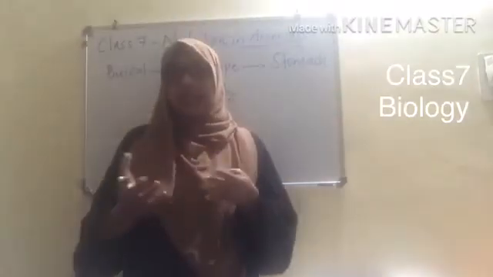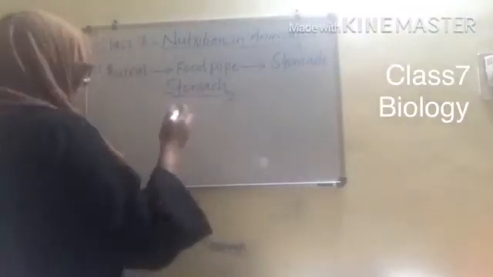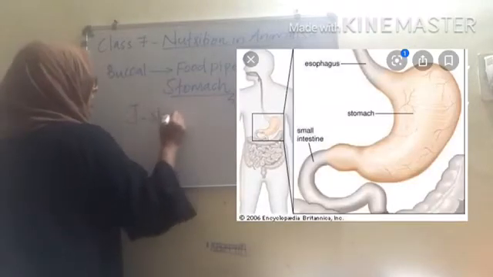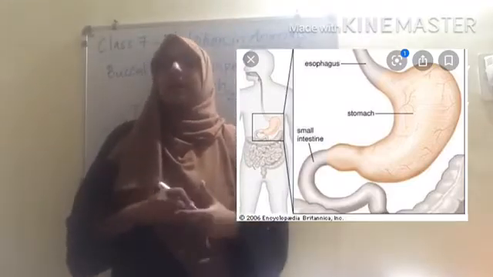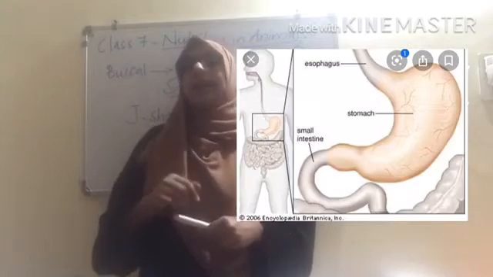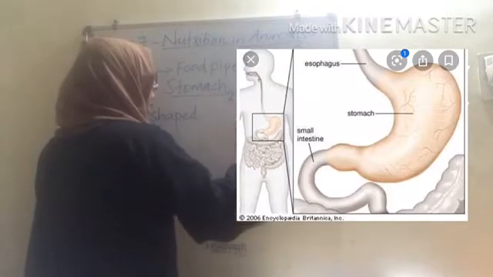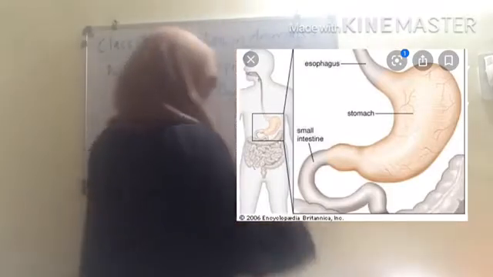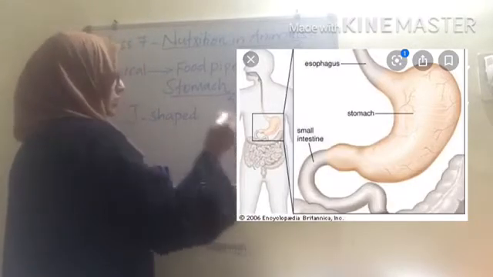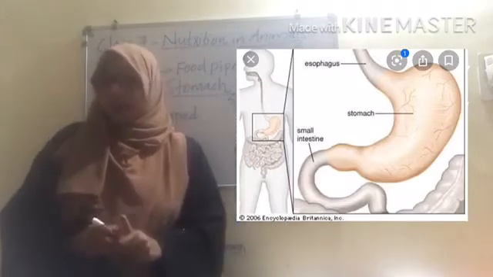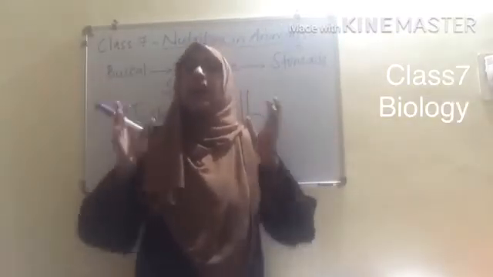Before going to that detailed version, let me say a few lines about the stomach. Stomach is a J-shaped structure, that is, it's a thick-walled structure that is present on the left side of our abdomen. It is present over the left side of the abdomen. Okay, J-shaped structure. And one more feature for the stomach: the stomach is the widest part of our alimentary canal.